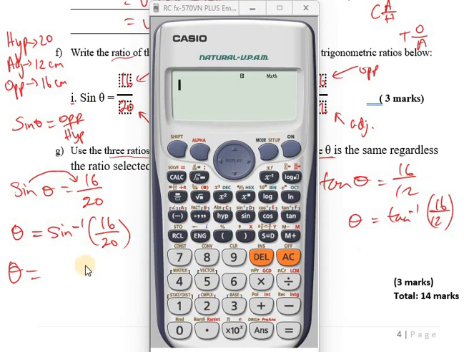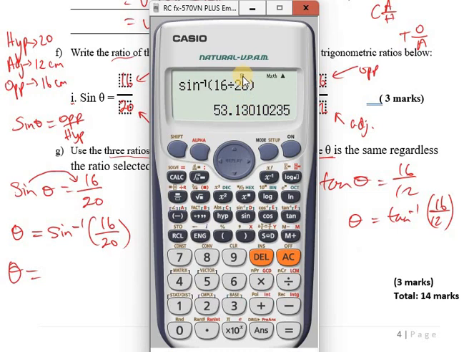So the first thing we're going to do is get the sine inverse. If you look at the calculator, you see sine, cosine, tangent. The inverse of sine is on the panel itself. You press shift, then sine, which gives you sine inverse. Then you enter your values. It has an open bracket, so you enter 16 divided by 20, close bracket, equal, and you get the angle, 53.1 degrees.